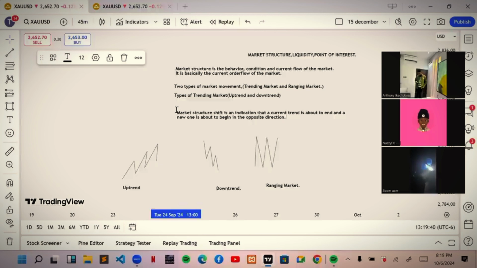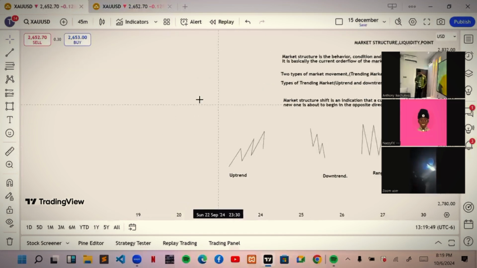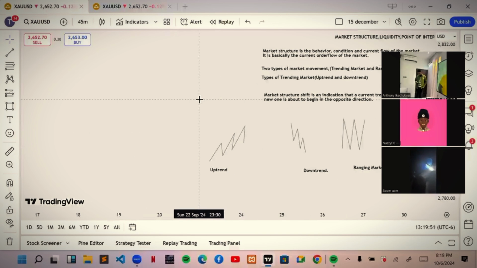That is what market structure shift is. It's an indication that a current trend is about to end and a new one is about to begin in the opposite direction. Now, what do I mean by this? Market structure shift works majorly for trending markets.